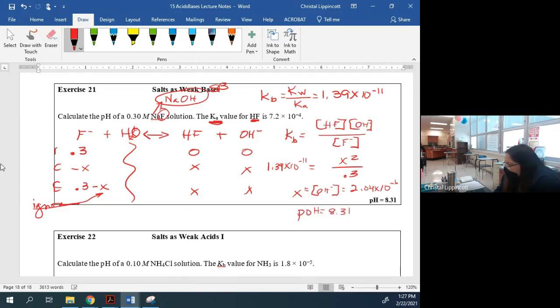Oops, that's my pH, sorry. I got ahead of myself. And it's not letting me erase, so we will just default to that. 5.69. Subtract that from 14, and I'm able to get my pH value.